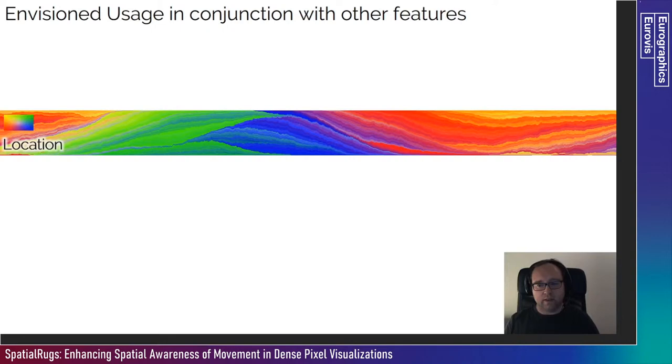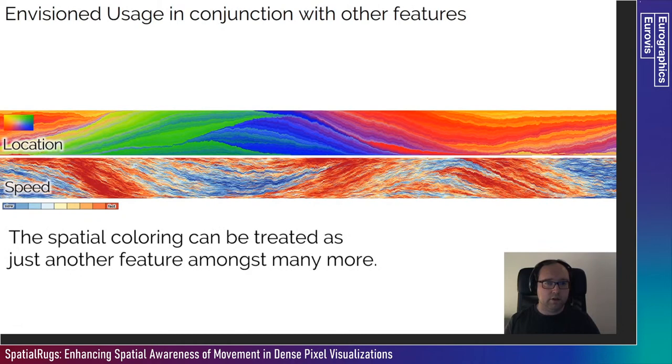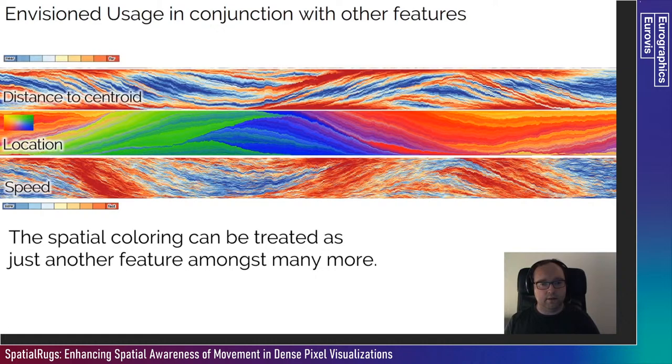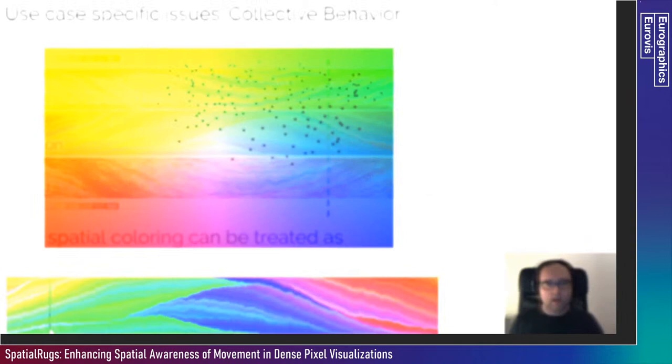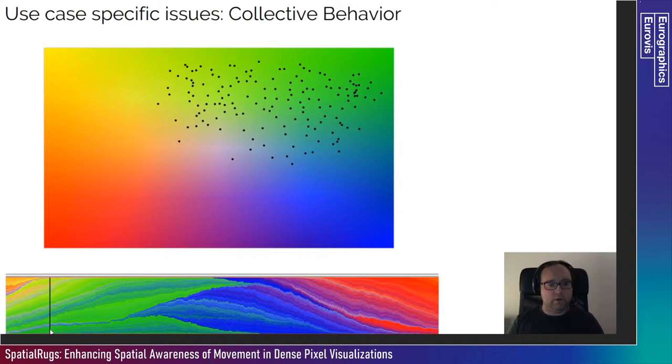You might ask, where is the benefit of this visual representation, which only shows spatial development? Besides that it's static, we envision its usage in conjunction with other dense pixel displays, which are stacked and time-aligned, showing different features. In other words, the spatial coloring can be treated as just another feature amongst many more, for example, here the speed. These features can then be put into context. Here, for example, we could see that at this point in time, the fish were located in the lower right corner of the blue area, where they were relatively fast, and many were farther away from the group center than normally. Still, our technique has a few issues, especially when it comes to very useful case-specific scenarios like in collective behavior.